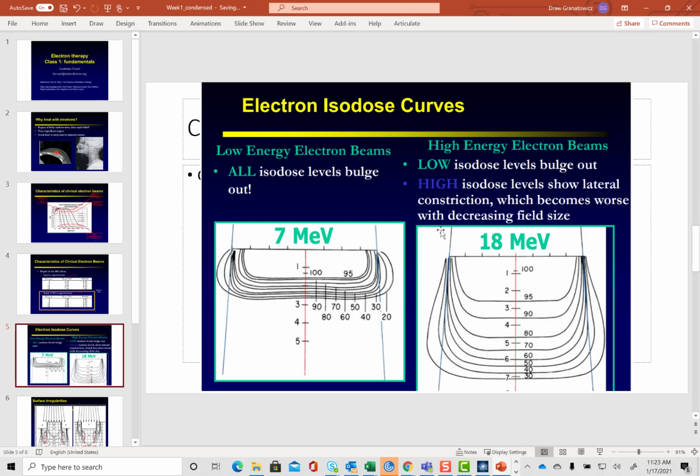Another important thing to realize is that for low energy electron beams, all of your isodose lines tend to bulge out. So if you're trying to avoid something immediately adjacent to your block edge, it's important to realize that those lines bulge out. When you have high MeV beams, those higher isodose lines tend to constrict. So for high MeV beams, usually you want a larger block margin, because if you're trying to treat to 90%, you can see here that 90% line is constricted, and so you need more margin to treat your target compared to a low MeV beam that doesn't have that constriction.